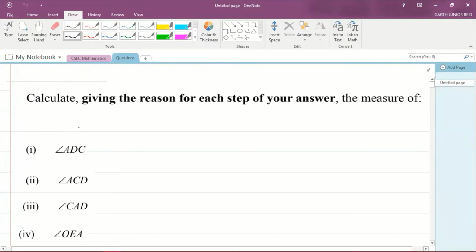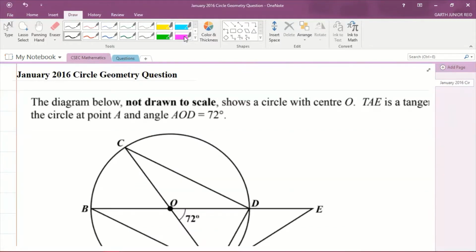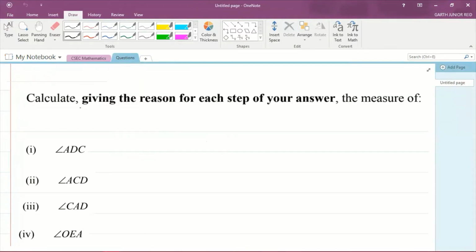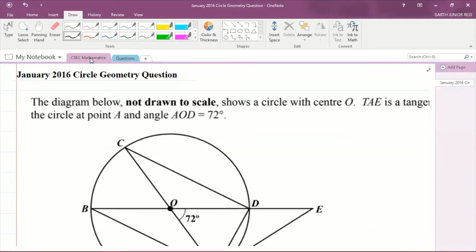The first part of the question says, calculate, giving the reason for each step of your answer, the measure of angle ADC, angle ACD, angle CAD, and angle OEA. So let us do that here. We're going to do the first part of the question, which says we have to calculate angle ADC.